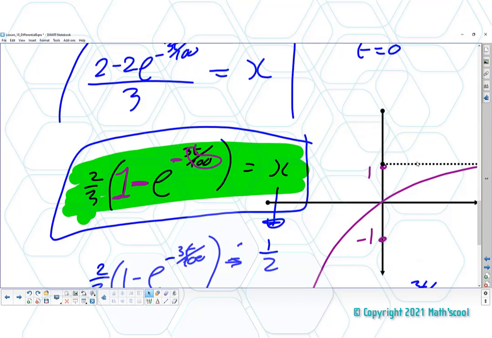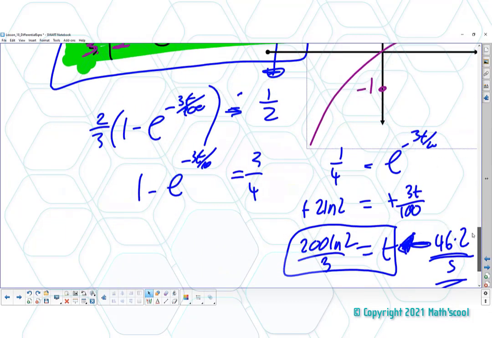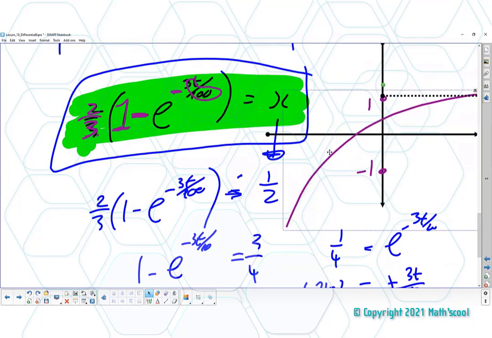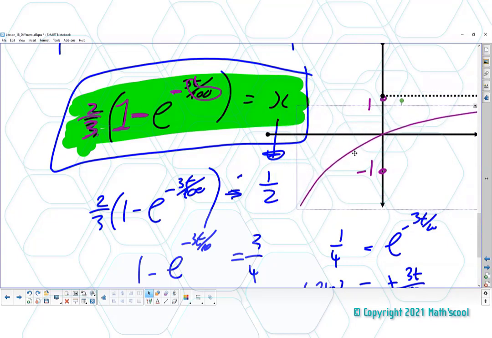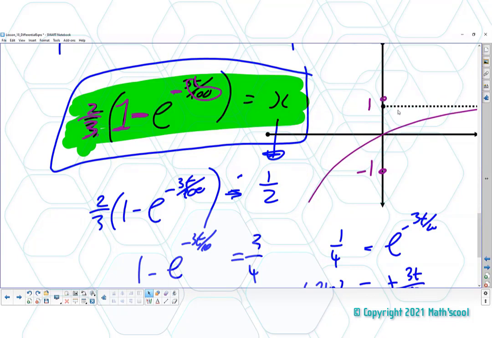And then the last thing is the 2/3 here. It's stretched by 2/3 along y. That's effectively a squash, isn't it? It's a stretch of less than 1. So it's going to look a bit more like that. And instead of going up to 1, it's now only going to go up to 2/3. So the asymptote of the graph would be 2/3. I mean, you don't need to sketch it to find that the asymptote of the graph is 2/3.